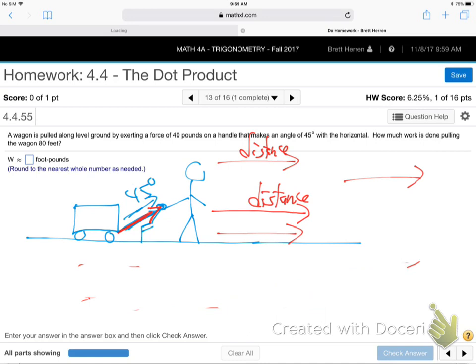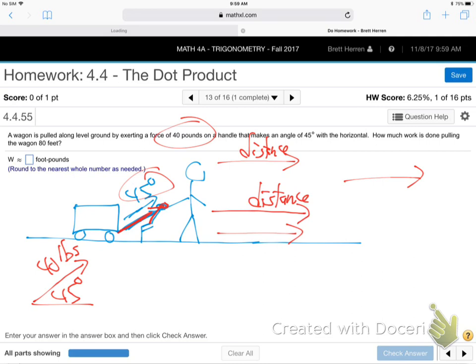All right, so how do we find the work done in pulling the wagon? Well, we've got to find the force vector and the distance vector and dot them, don't we? So the work will be the dot product. Before we get there, let's find the force vector. How do we find it? They're pulling with 40 pounds of force at an angle of 45 degrees with the horizontal. That's what this person is doing right here with their hand.